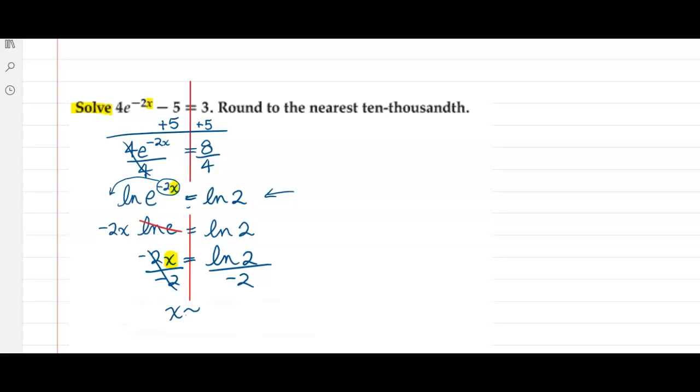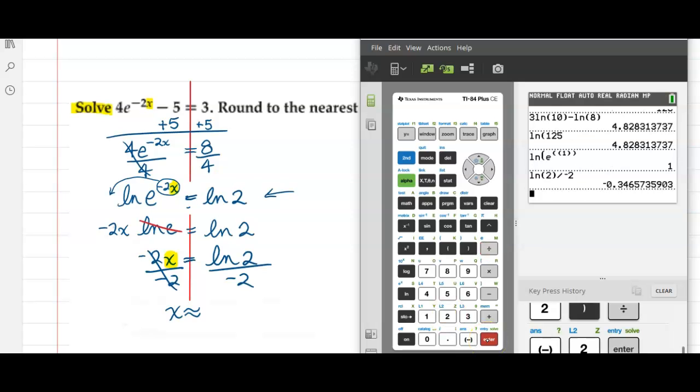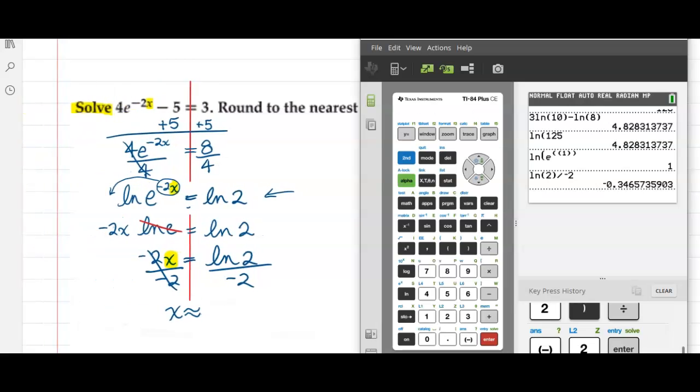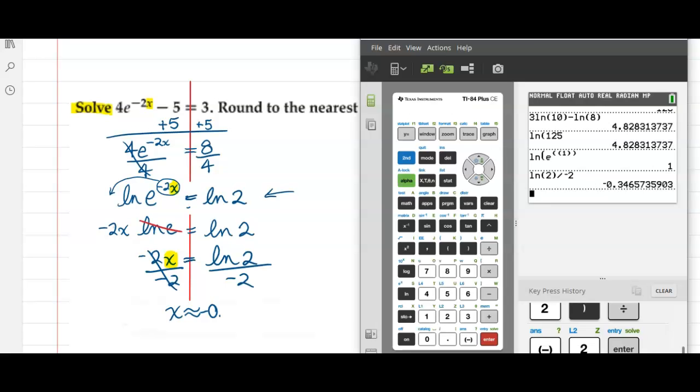So now I end up with x is approximately, using our calculator, the natural log of 2 divided by -2, which is approximately to the nearest 10,000th, -0.3466.